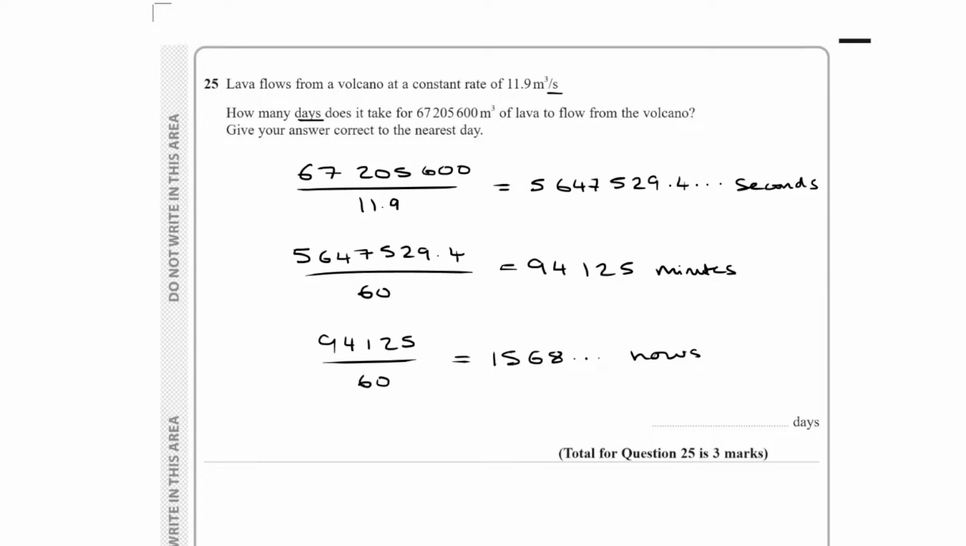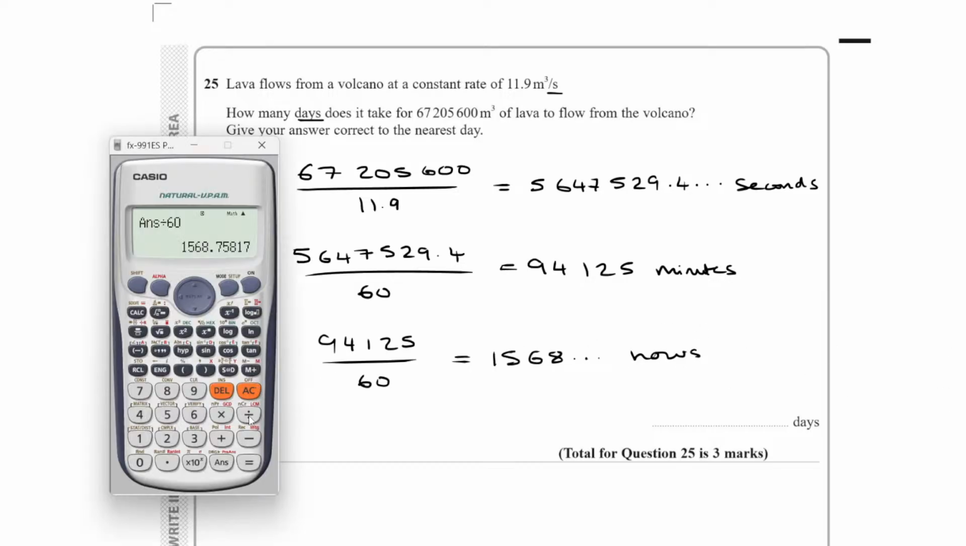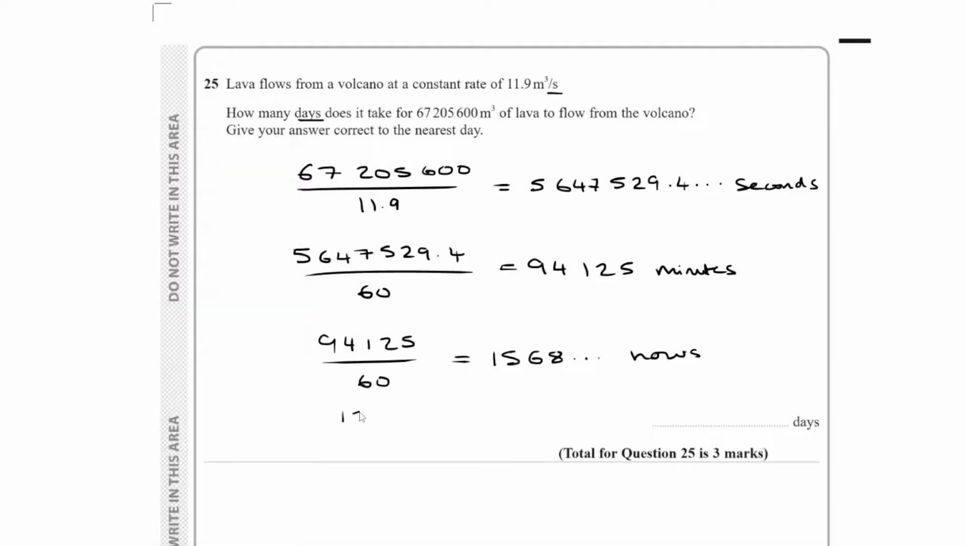Hours. Now I want days. How many hours are in a day? 24. Divide by 24. So that's how many days I've got. So let me just write that down. This one divided by 24 gives me about 65 dot, dot, dot days.